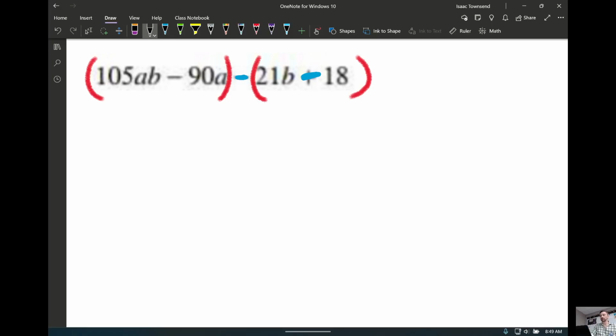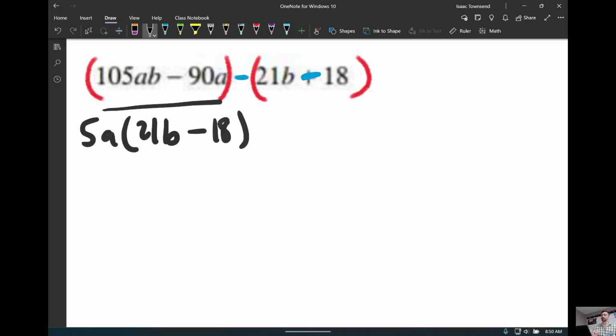Okay, over here, we need to take out a GCF, and I'm going to take the advice I tried to give you when we did GCF up above. 105 and 90... I'm not super confident. I know what that GCF is, but I know at least a 5 goes into each of those. 5 goes into 105 21 times, and 5 goes into 90, say 18 times. Does that sound right?